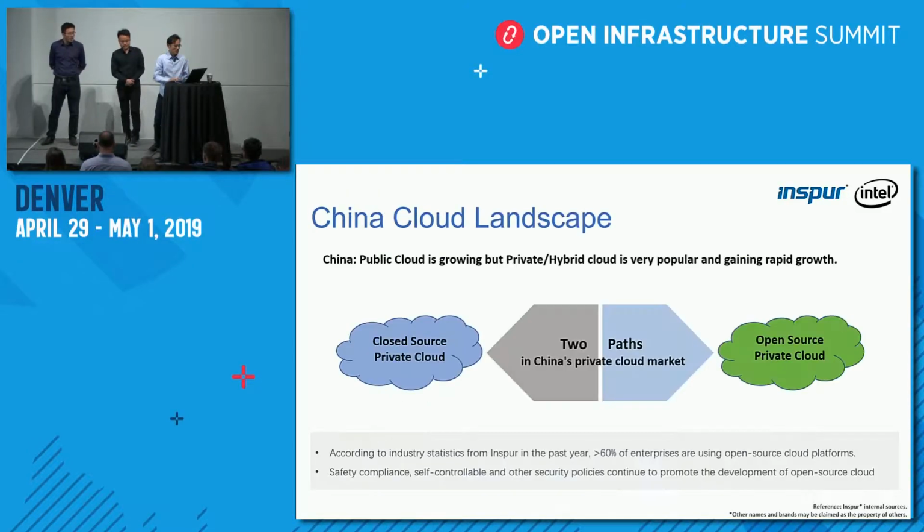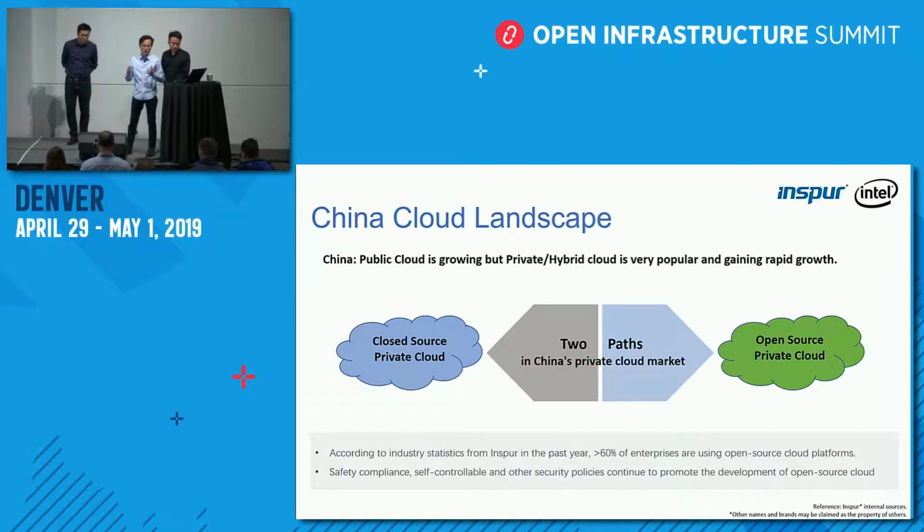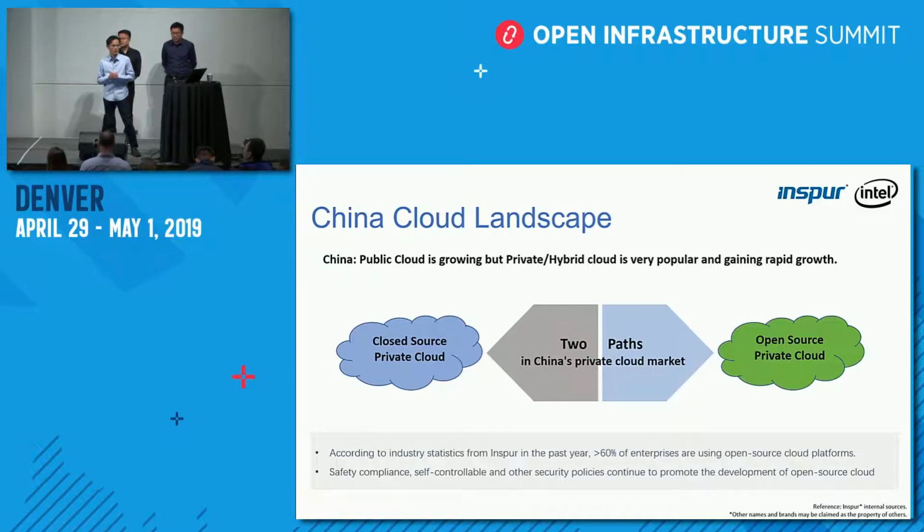Thank you. So first of all, let us look at what the China cloud landscape is today. Why are we doing this large-scale private cloud solution? Why are we doing private cloud in China? Because in China, the public cloud is growing very fast, but the private cloud and hybrid cloud are also very popular and gaining a lot of momentum, depending on which industry you're talking about.